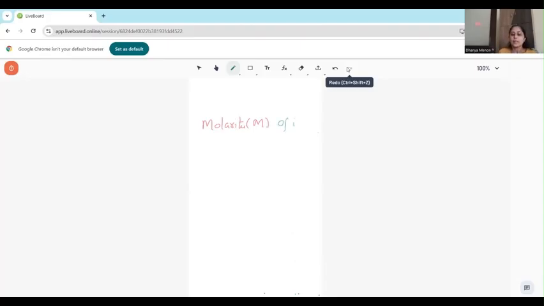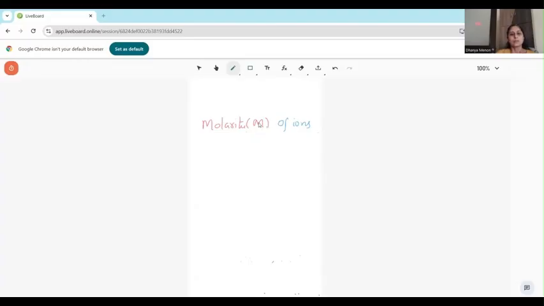Okay, now students, our next topic about molarity is molarity of ions. Okay, so ions are nothing but charged particles. Any particle that has charge, Na plus, H plus, Cl minus, all these charged particles are called ions. Okay, so let's do a question and understand the molarity of ions.